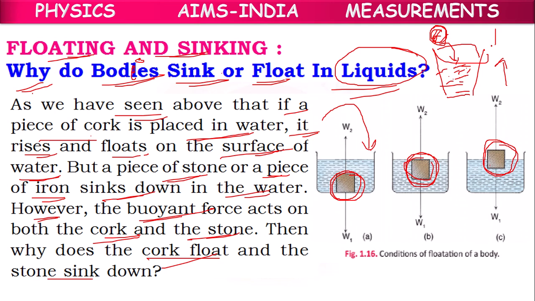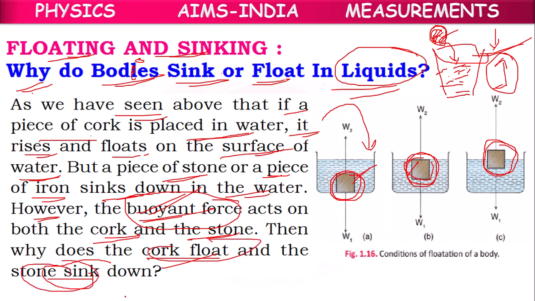While you are trying to push the ball into the water, the water is trying to push the football upwards. This upward force is called buoyant force. The upward force exerted by liquids is called buoyant force. Though the buoyant force is the same on all the objects, cork, stone or iron, why does the cork float and why does the stone sink down? We have to know the reason behind that.